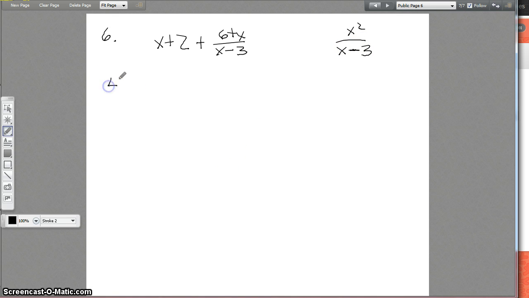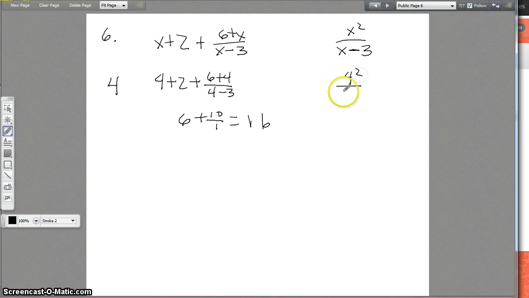So I'm going to do this first for 4. We have 4 plus 2 plus 6 plus 4 over 4 minus 3. Well, 4 plus 2 is 6. 6 plus 4 is 10. 4 minus 3 is 1. 6 plus 10, that is 16. And then when we plug it into our other one, we have 4 squared over 4 minus 3. That is 16 over 1, which is 16. So you can see we got the same answer. So we'll continue on with this problem in part 2 video.